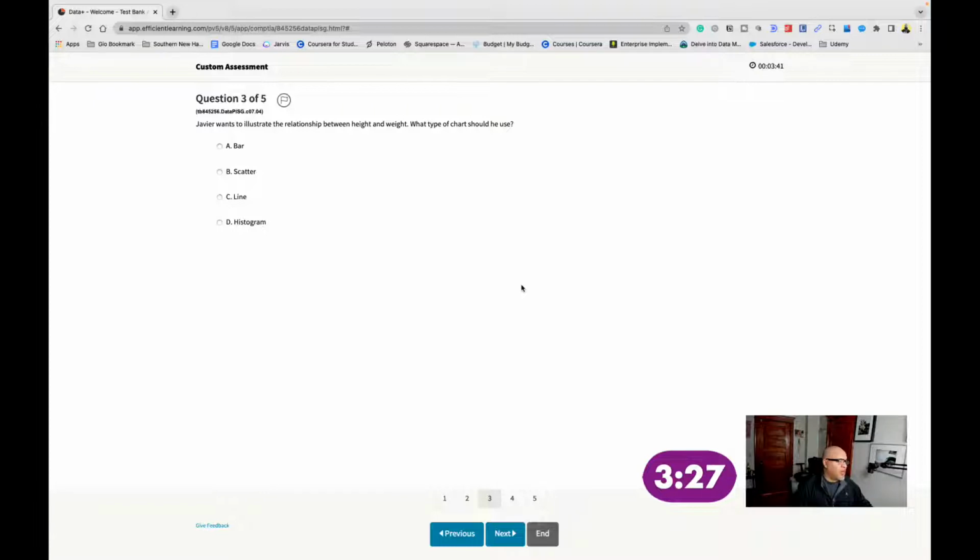Javier wants to illustrate the relationship between height and weight. What type of chart should he use? Bar. It is scatter. Cora wants to highlight the fact that the report she is developing is for internal use only. What can she do to emphasize that fact? For internal use only, you can use a watermark.